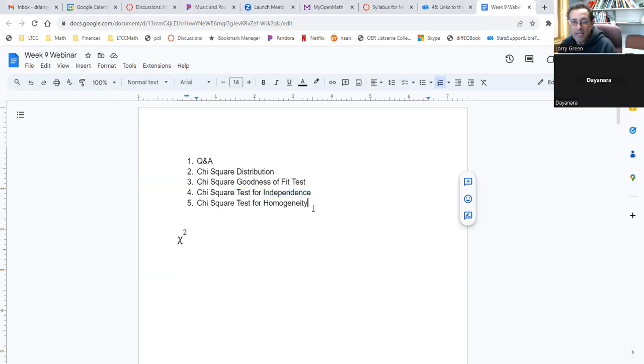And then finally, we'll get into the chi-squared test for homogeneity. And that is another hypothesis test. And that's going to be seeing whether this group and this group have the same distributions when you don't know about either group. You just have samples.